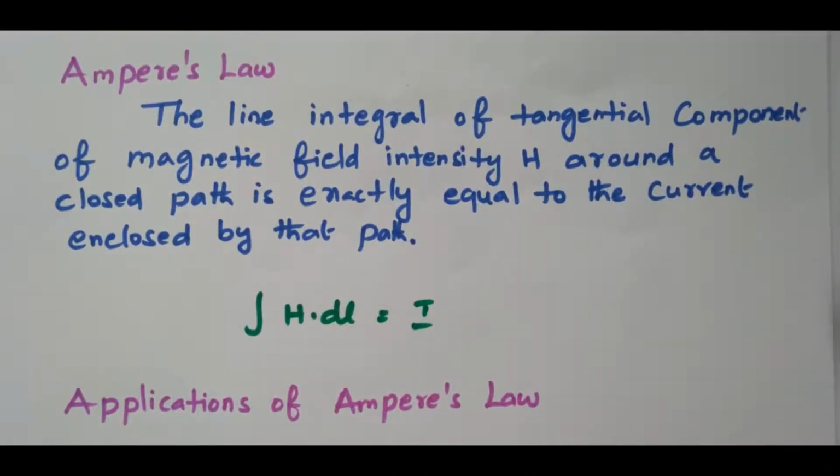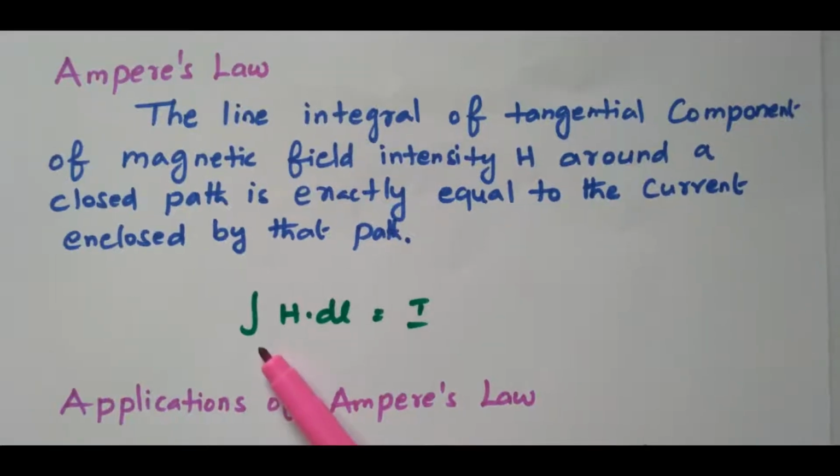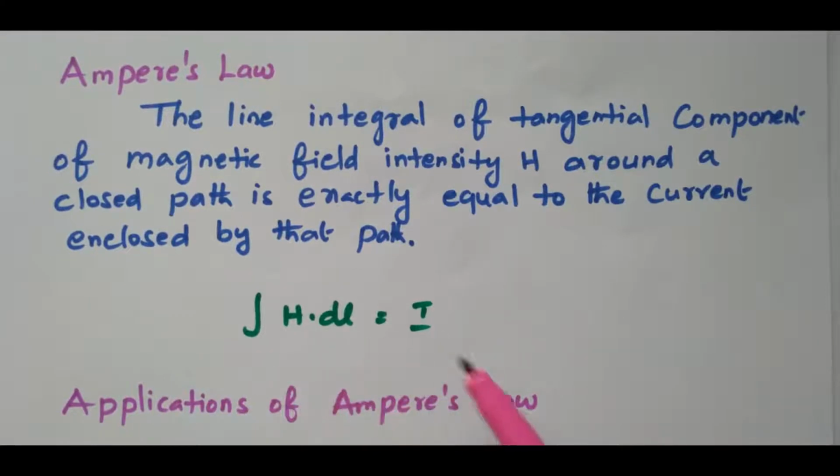Suppose a conductor is available and current is flowing through it. The magnetic field is produced in and around the conductor. That magnetic field is equal to the amount of current enclosed in the conductor. That is the statement given by Ampere's law: integral H dot dl equal to I.